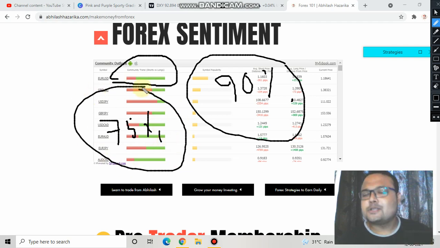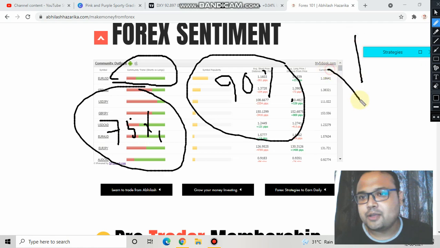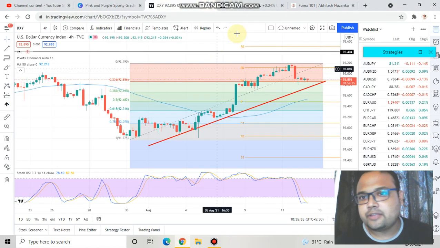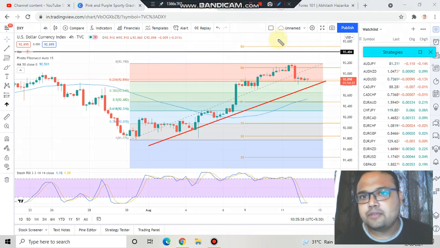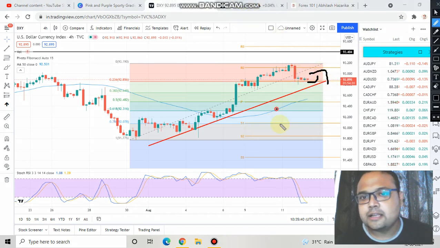75% are thinking that the market will be going up because they have taken a long position. So there is a possibility that the market will be going down. Euro USD will be going down. And I have also shown on the chart of DXY, because if DXY starts going up from here, then definitely Euro USD will start going down.